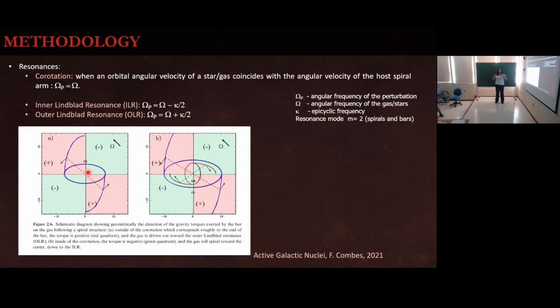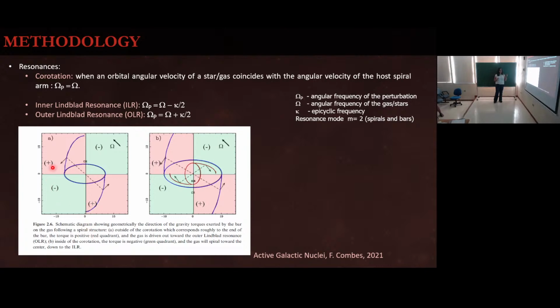The quadrants will always be perpendicular to the major and minor axes of the bar. That's why we need the position angles of the bar and also the major axis of the galaxy. In this case, it's a schematic showing how the torques behave.